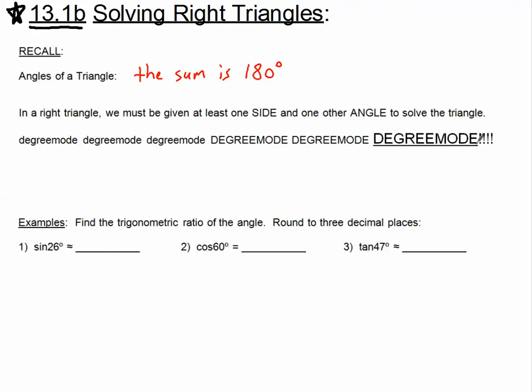It is absolutely your job to push the mode button once you've turned it on and check to make sure that you are in degree mode. So let's show you how to do that. Let's turn our calculators on.